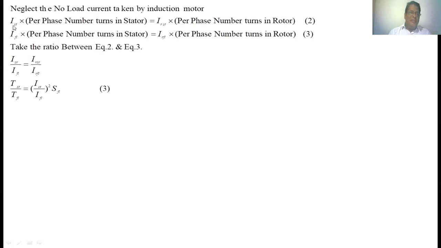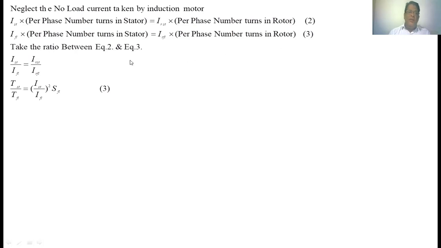Stator ampere turns is nothing but I_ST into per phase number of turns in stator winding, equal to I_RST into per phase number of turns in the rotor winding. In the same manner, if we take the volt amperes at full load, I_FL into per phase number of turns in the stator winding equals I_RFL into per phase number of turns in the rotor winding.